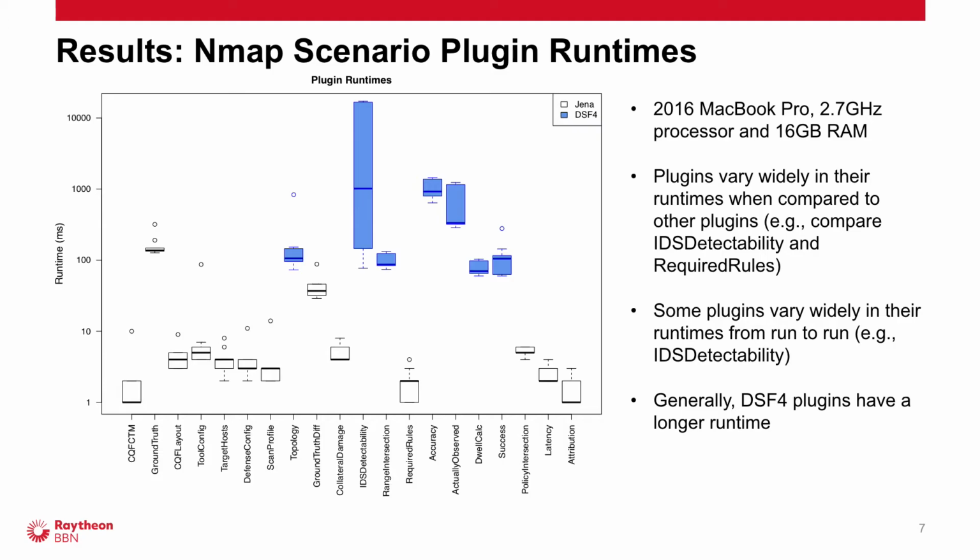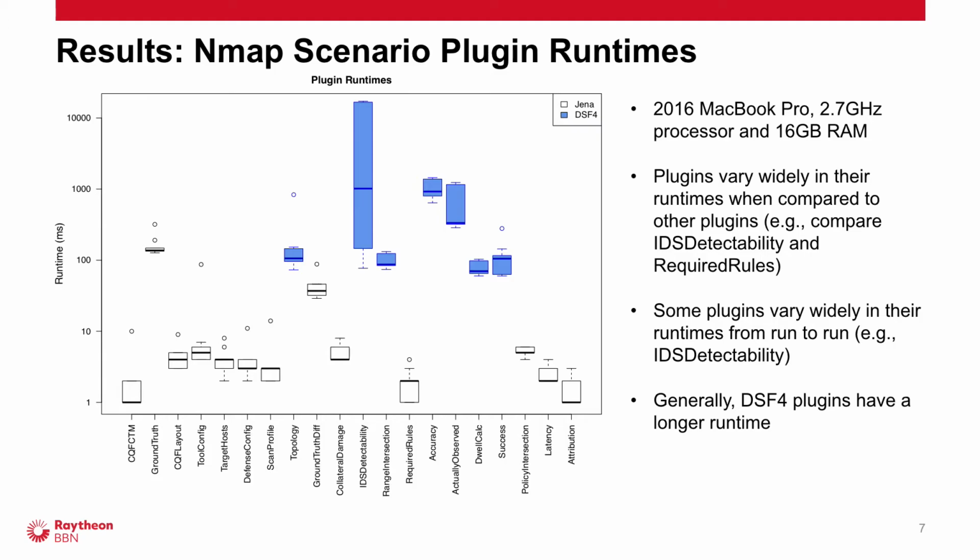This plot shows the runtime of each individual plugin across those 27 runs that we put together. We have this data set, we ran this through the semantic processing pipeline implementation, and here are the runtimes and their variances for the different plugins.